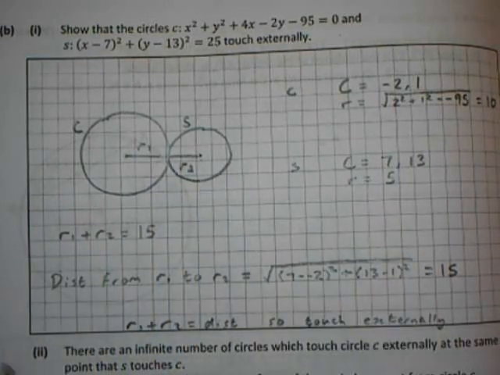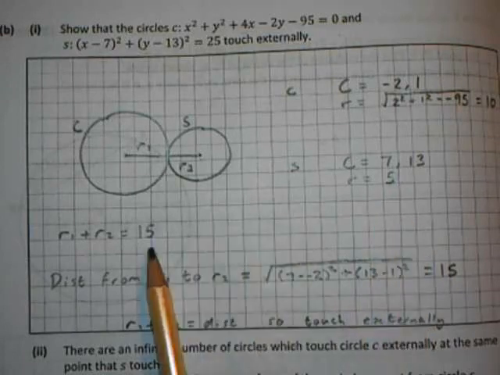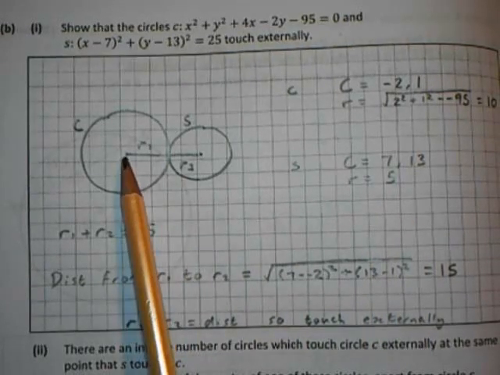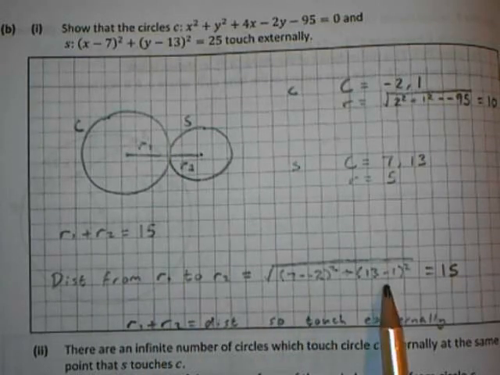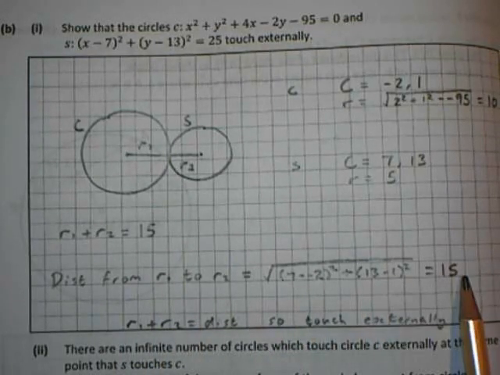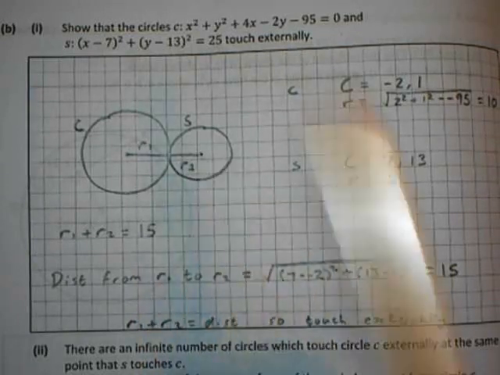So first thing I want to do is add the radiuses together. So 10 plus 5, 15, job done. And then I work out the distances from this centre to this centre, and I can just use the distance formula for that. So I use the distance formula, it's 15, this is also 15, they touch externally.